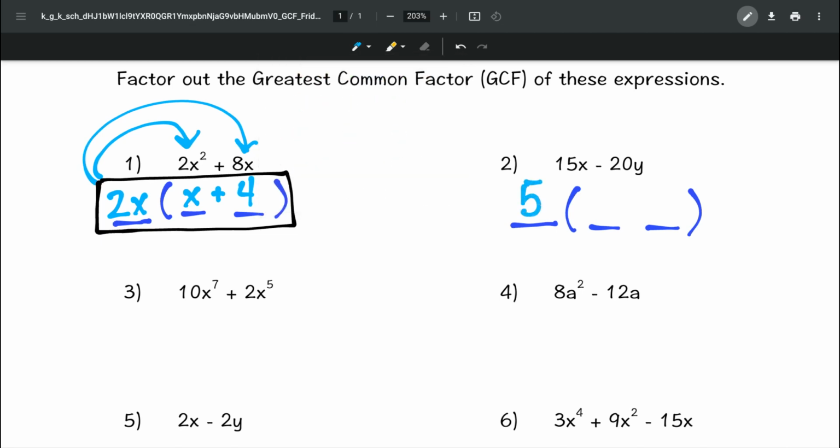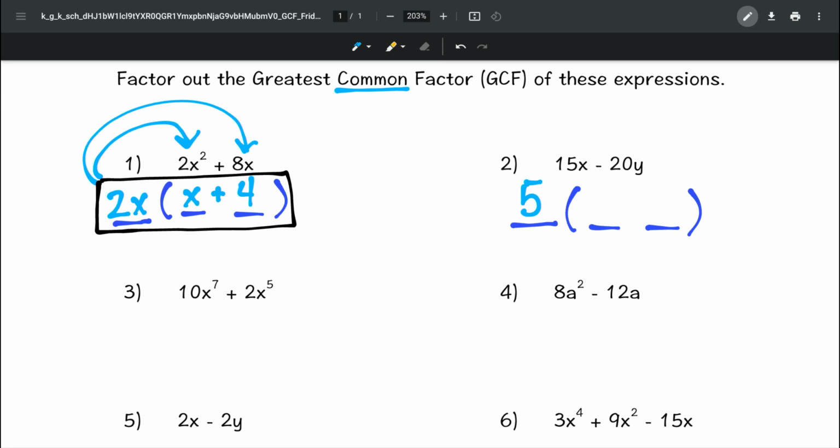And then I've got 2 variables. I've got an x and I have a y. Well, those are not common. That C right there, that GCF, C means common, meaning they're the same thing. X and y are not the same thing, okay? We use them a lot, but it doesn't mean that they're the same thing.